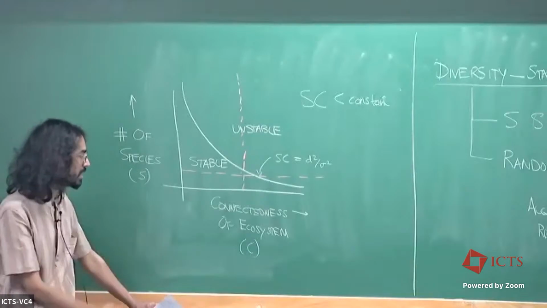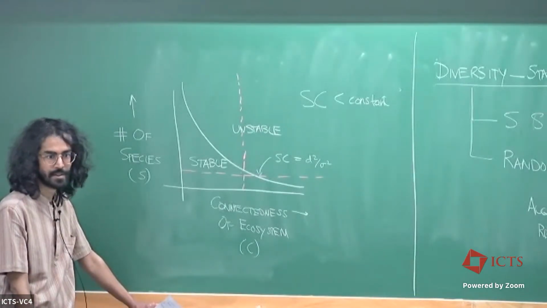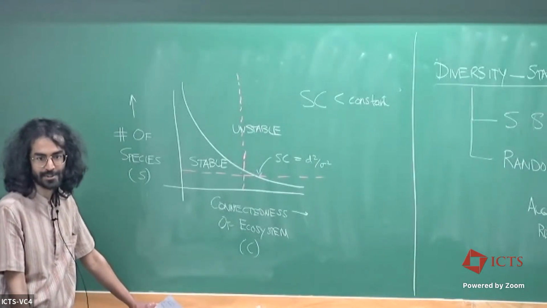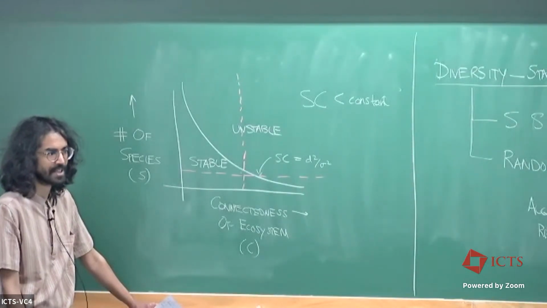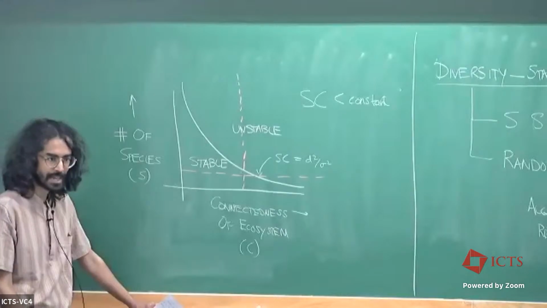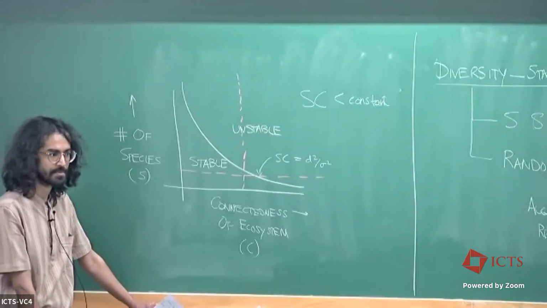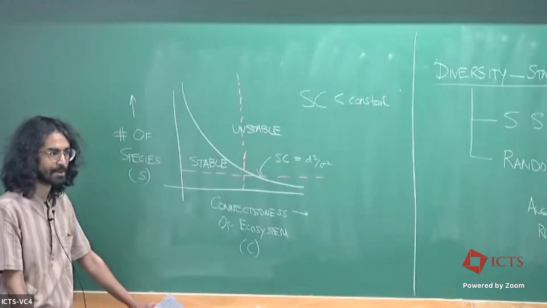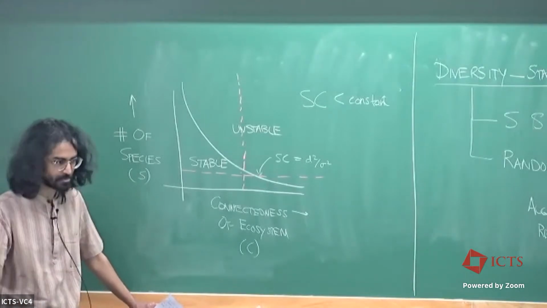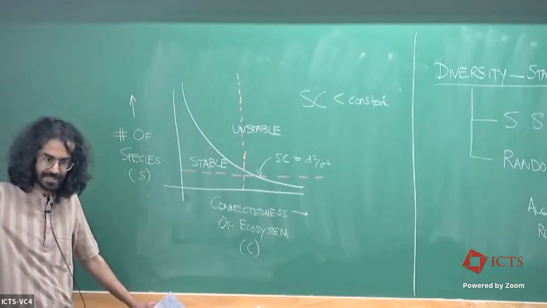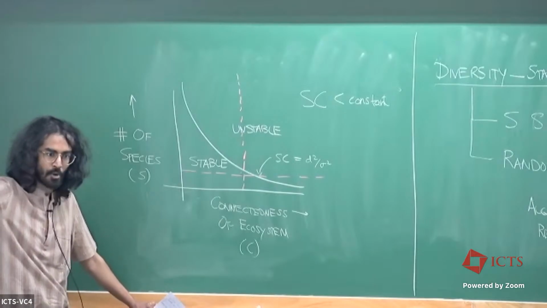Yeah, you essentially need zero connectedness, right? Which means no interactions at all, right? So this is making this stark prediction that if you want diverse ecosystems that are stable, you actually don't want them to be interacting at all. That's not true, right? We see species interacting out there.